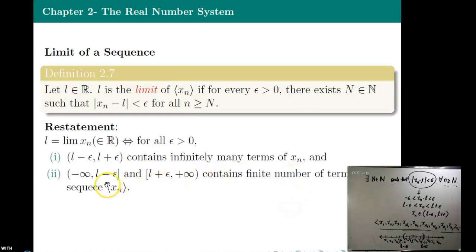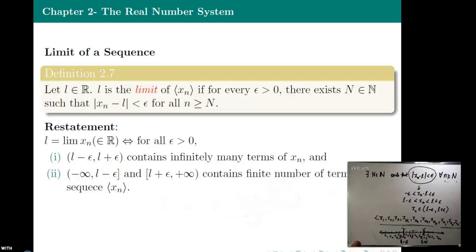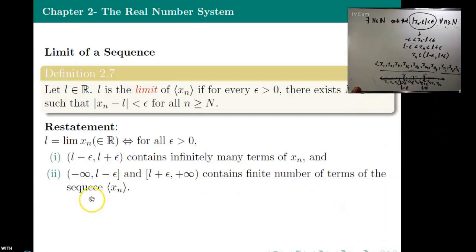And of course, outside of that, this interval here is outside of the open interval, and this interval here is still outside of this open interval. They contain a finite number of terms of the sequence x sub n. So most of the terms of the infinite terms of the sequence are found here. They tend to approach what we call the limit L of the sequence.